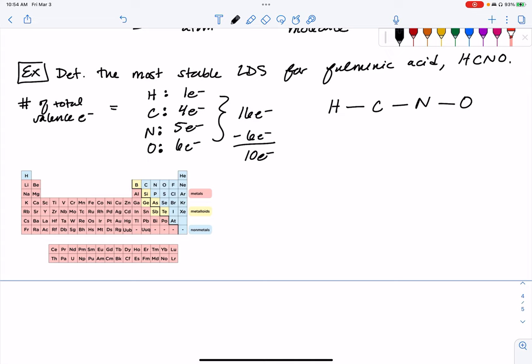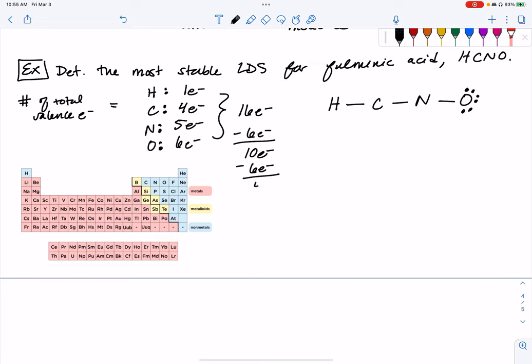And our next step is to start filling in the octets for our outermost elements, starting with those that are more electronegative. So nicely for us, we've already got a ranking of electronegativity here. So oxygen, then nitrogen, then carbon, and then hydrogen. So let's fill in our oxygen first. So I've got 10 electrons. Oxygen currently has 2, so it needs 6 more to achieve octet. So that's 3 lone pairs. So I have used 6 electrons. This gives me 4 electrons left.